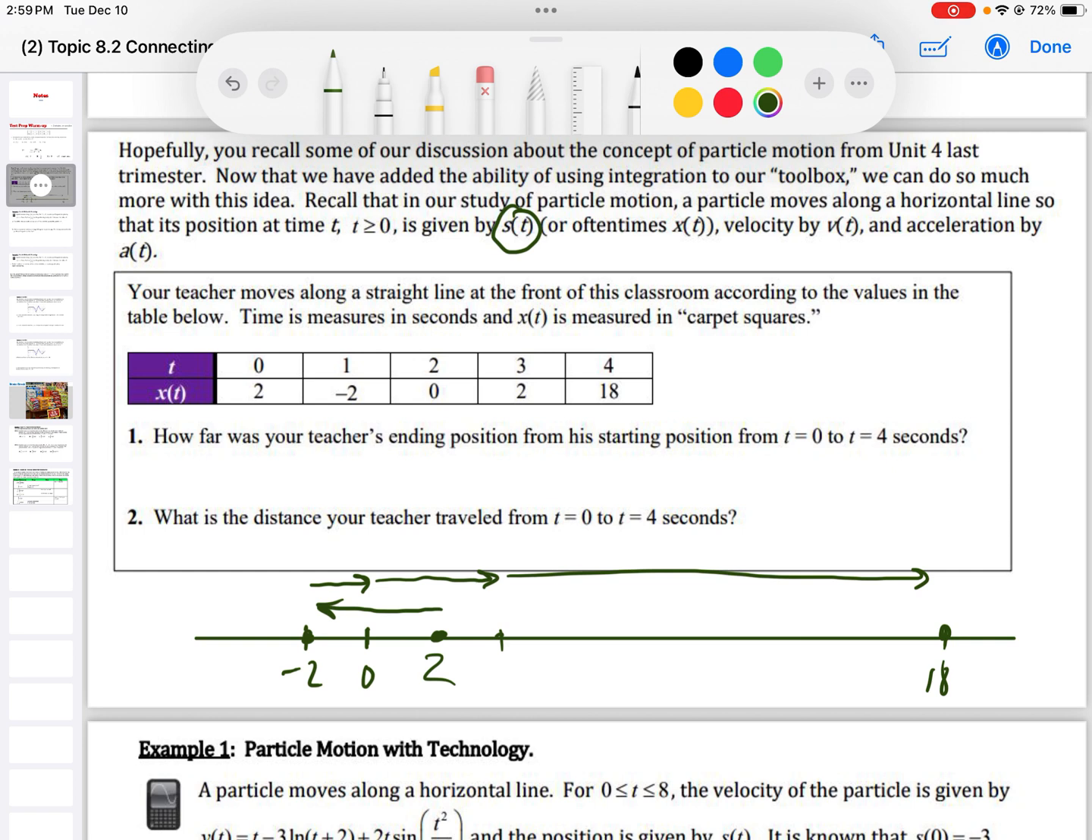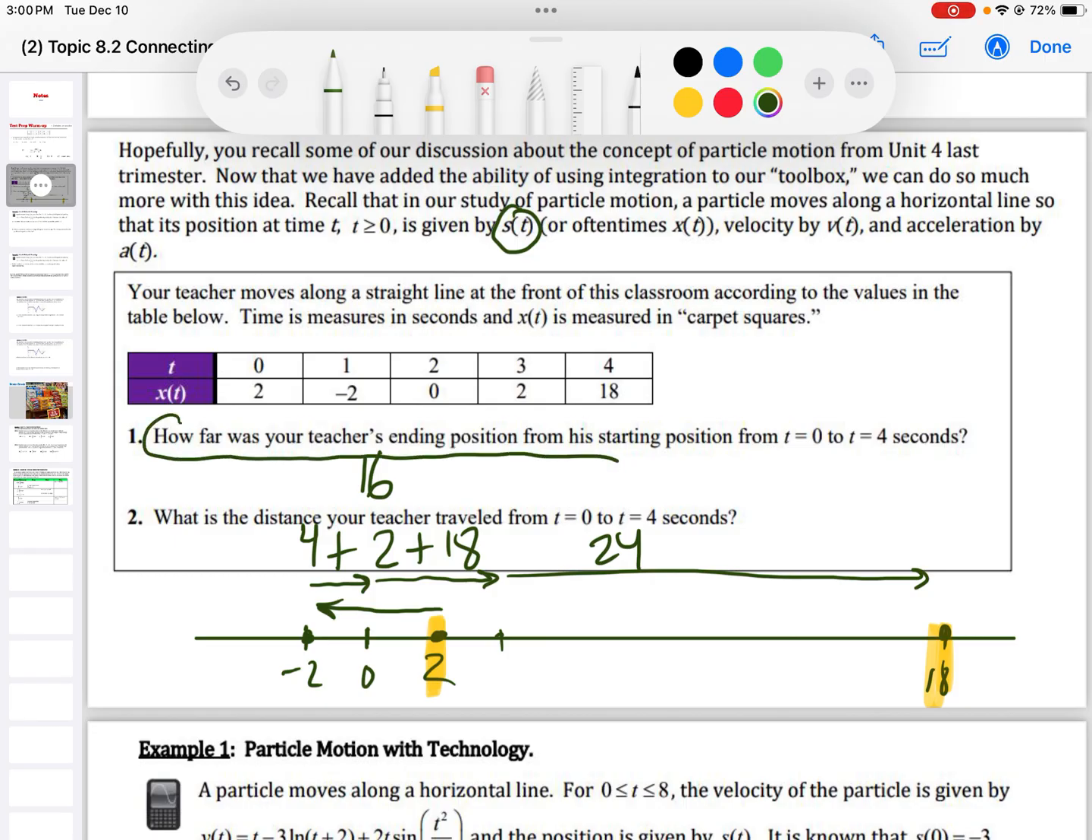So it says, how far was your teacher's ending position from his starting position? So what is the difference between I started at 2, and I ended at 18? So that change would be 16. And then what's the total distance your teacher traveled from 0 to 4? Well, it started at 2, went left to -2, so that's 4 units, plus another 2 plus another 18. So if I added all that together, we get 24. So that's the total distance traveled.